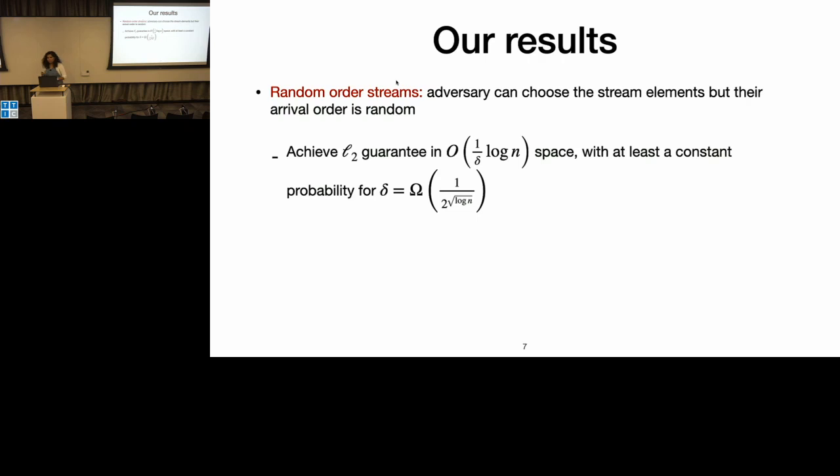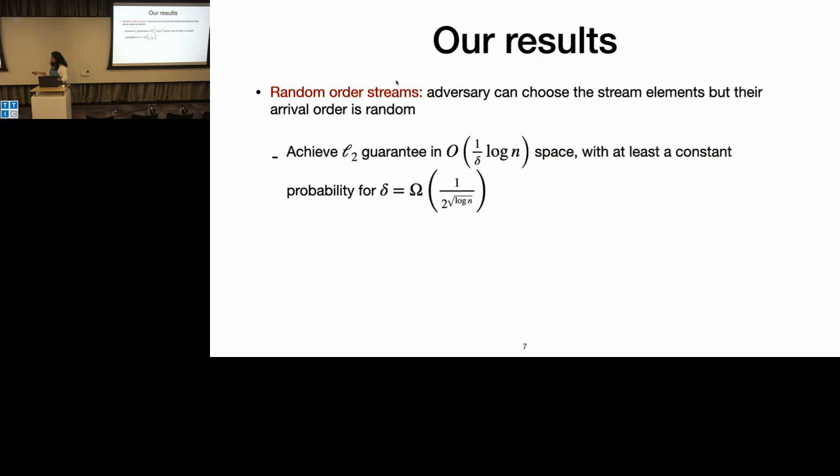Maybe I should define random order stream before I move on. Random order streams are streams where an adversary can choose the stream elements, but the order in which the elements appear is random. For these random order streams, we show that it is possible to shave this additional log 1 over delta factor, but not for all ranges of delta.